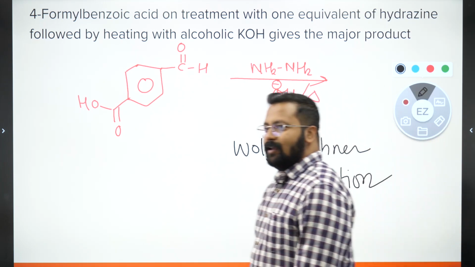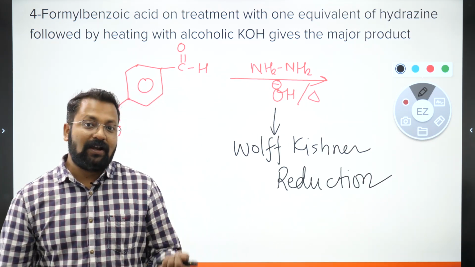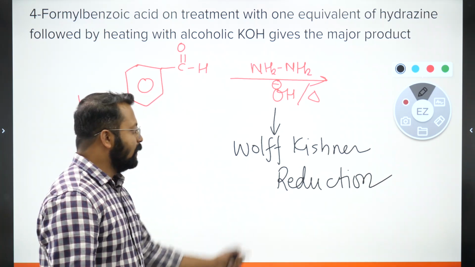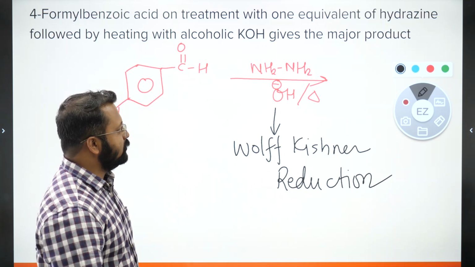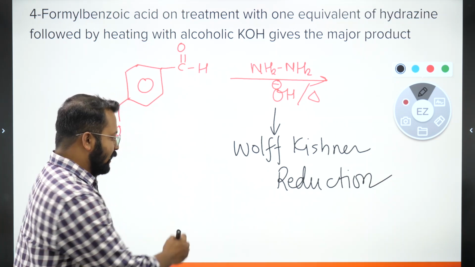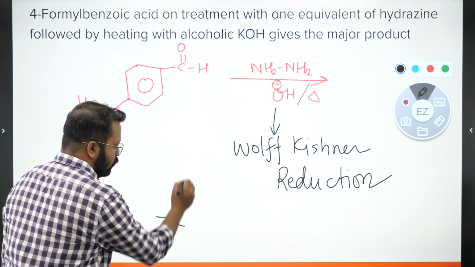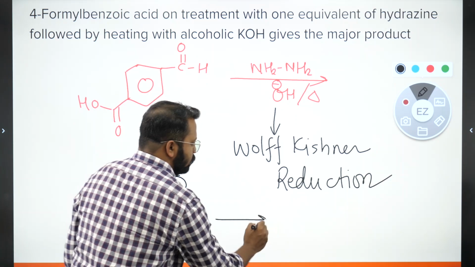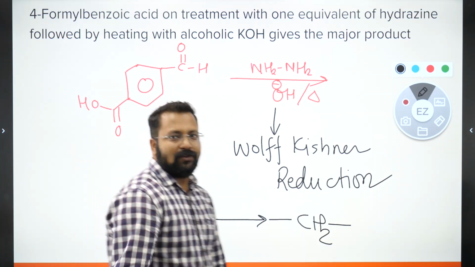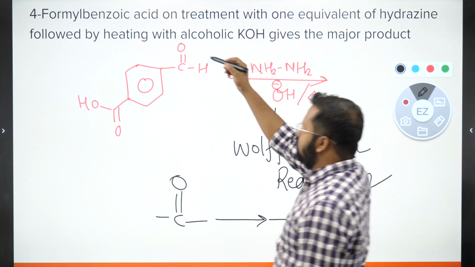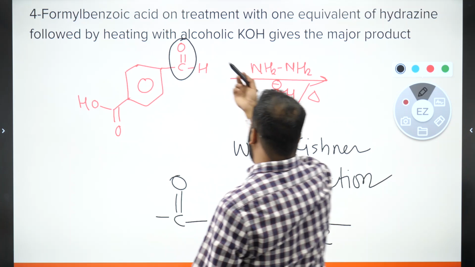Reduction. Okay, you have studied Clemmensen reduction, and you study the Wolff-Kishner reduction. This is known as Wolff-Kishner reduction. The Wolff-Kishner reduction reaction results in the conversion of C double bond O to CH2. So what it does is it converts C double bond O to CH2.